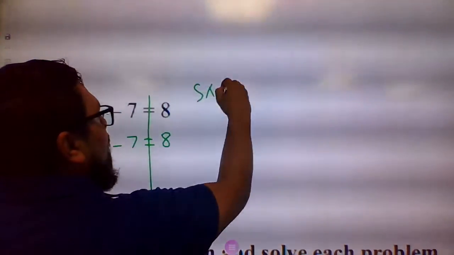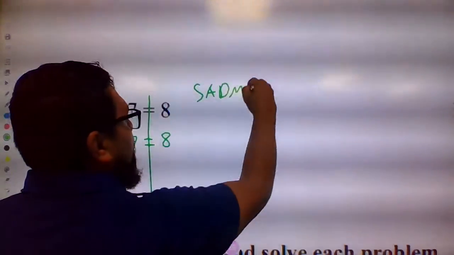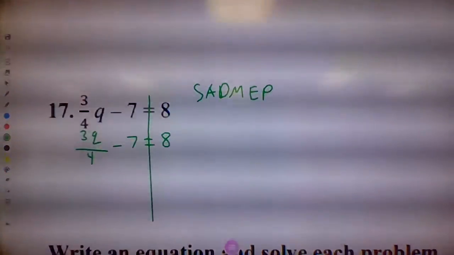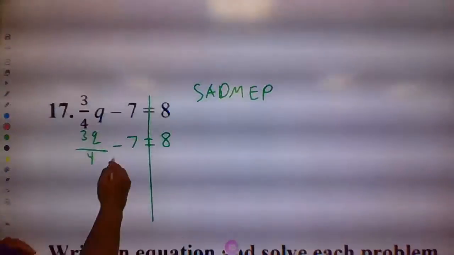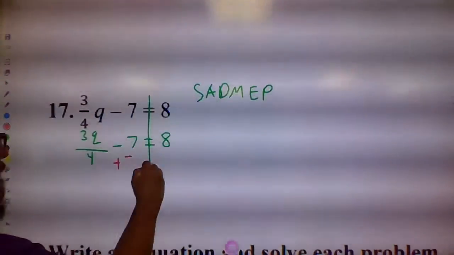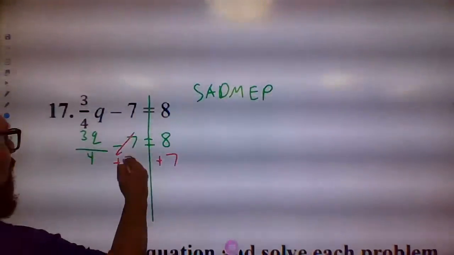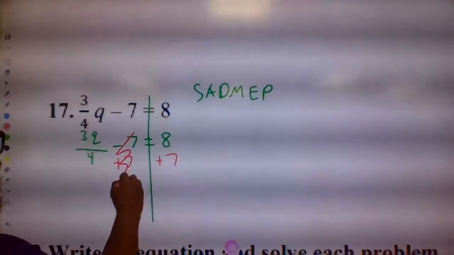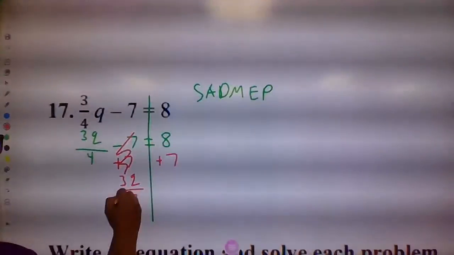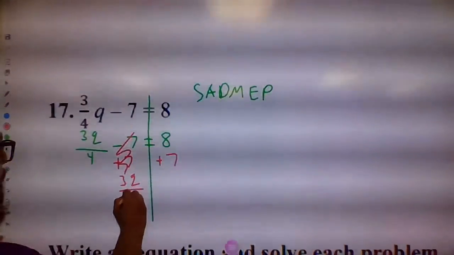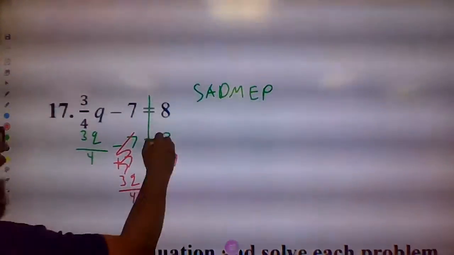We're going to go ahead and undo these. Okay? So we're going to subtract or add first. So in this case, we're going to add because it's already subtracting. So we're going to add 7 to both sides. This is 0. So we get 3q over 4, sorry, over 4. I don't know why I keep changing that. And 8 plus 7 is 15.